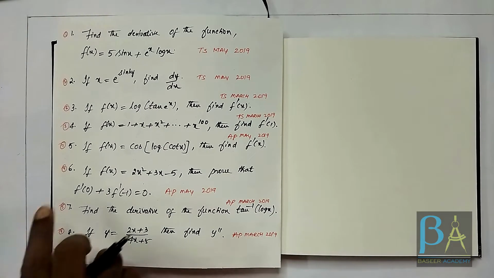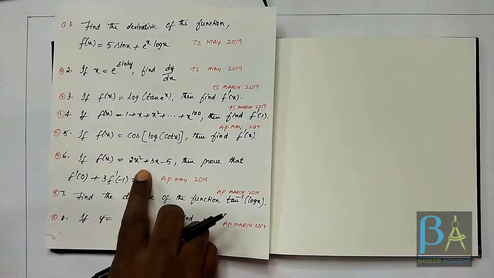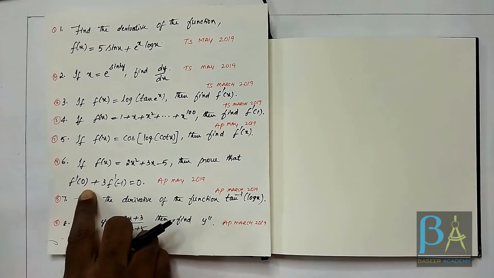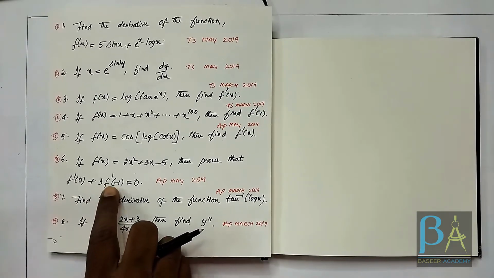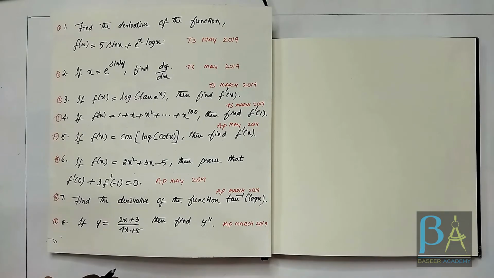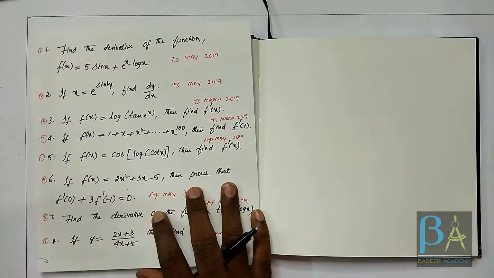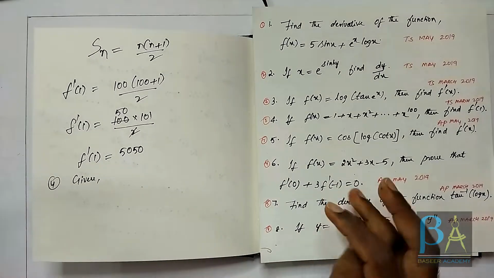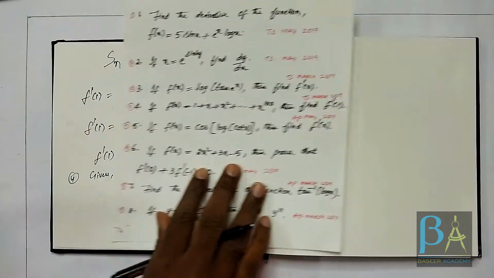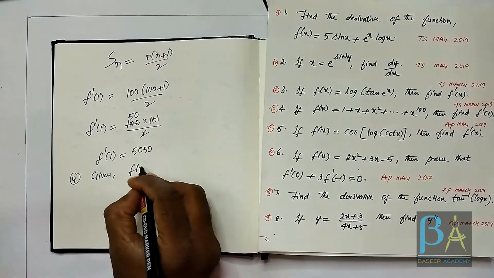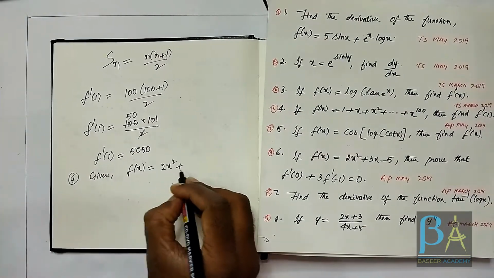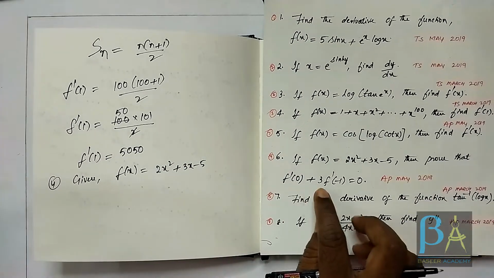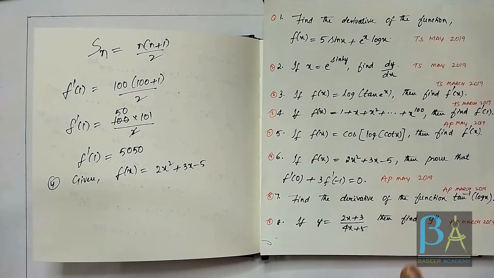Let's do this question here. If f of x is 2x square plus 3x minus 5, then prove that f dash of 0 plus 3 f dash of minus 1 is 0. How are we going to do this? This is again pretty simple. Let me first write what is given to us. It says f of x is 2x square plus 3x minus 5. I'm supposed to prove f dash of 0 plus 3 times f dash of minus 1 is 0.